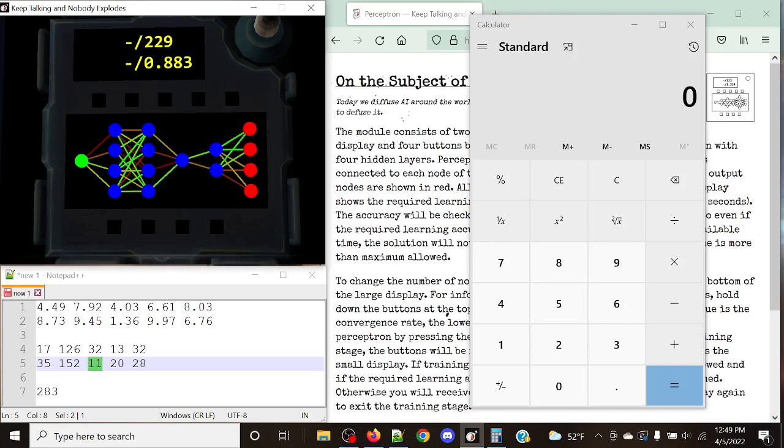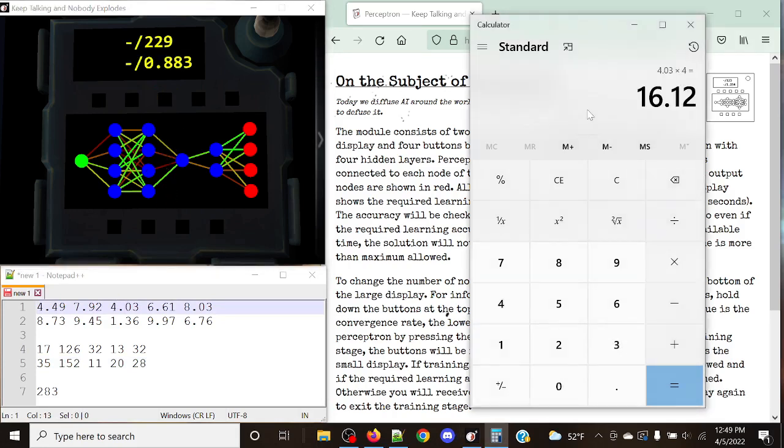So let's calculate this middle connection right here, the 4.03. This is only going to be 4 connections now. So we have 4.03 times u by the 4 connections is going to be a 16. And then the 1.36 times u by 4 is going to be 5. It's going to be a 6 instead.